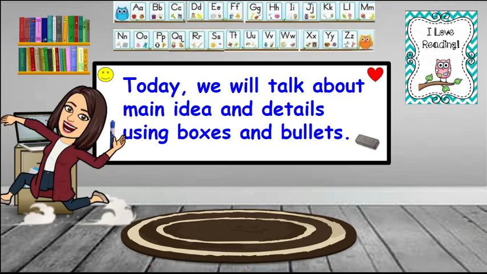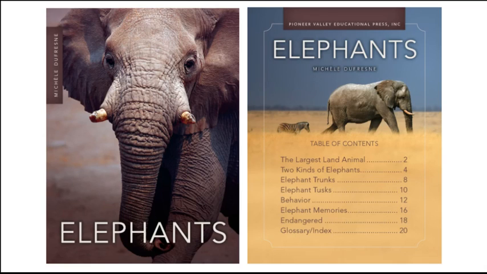All right, let's go. We're going to have a new story. My first animal was koalas, but this time my animal is elephants, and we're going to focus on that for a little bit. But just for today, we're only going to focus on the first two sections, the largest land animal and two kinds of elephants.